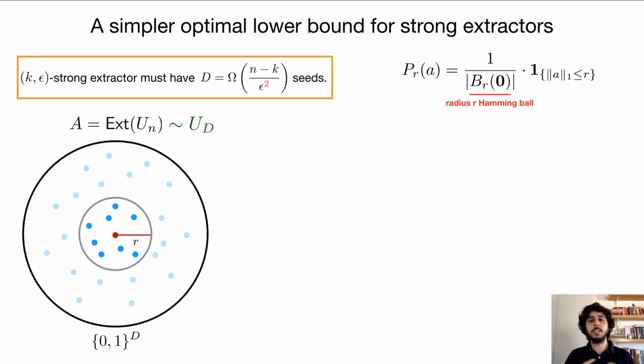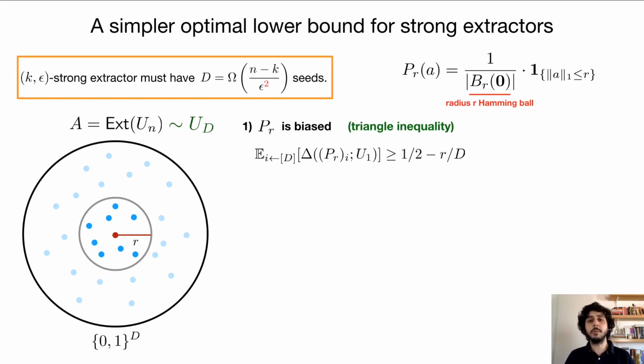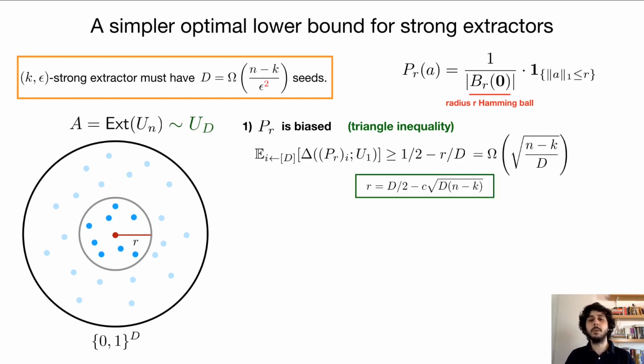So the reason why we choose our distribution P_r like this is that proving that P_r is biased is now very simple because it is a straightforward application of the triangle inequality. Using the triangle inequality, we can show that the expected bias of P_r over a uniform choice of the seed is at least 1/2 minus r over d, meaning that if we choose the radius r appropriately, we get a lower bound of square root of (n minus k) over d on the expected bias of P_r. Okay, so this would give us the desired lower bound on the error of the strong extractor, if we can show that P_r is indeed the output distribution of some k-source.